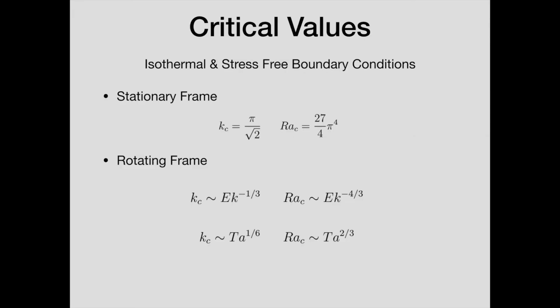We know that in a stationary frame with isothermal and stress-free boundary conditions, the critical wave and Rayleigh numbers are analytically found and constant. However, in our rotating frame, the critical wave and Rayleigh numbers scale asymptotically with the non-dimensional rotation parameters. The Ekman number is a measure of the Coriolis forces. Kc goes as the Ekman number to the minus 1/3, and Ra_c goes as the Ekman number to the minus 4/3. And for the Taylor number, being a measure of the centrifugal forces, Kc goes as the Taylor number to the 1/6, and Ra_c goes as the Taylor number to the 2/3.